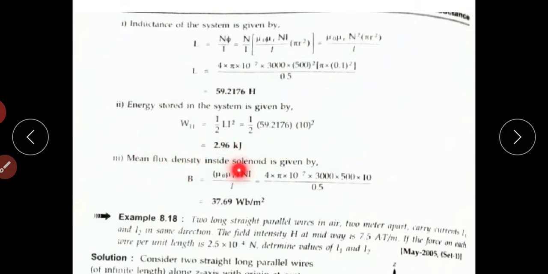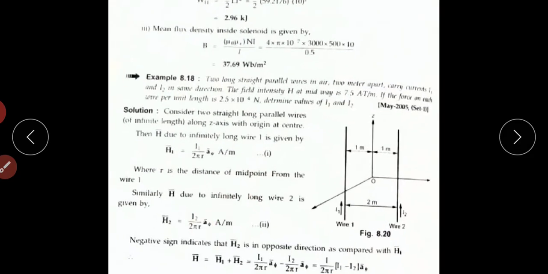So next one, the flux density inside the solenoid. Already we derived the expression B equals mu naught into mu R, Ni by L, so by using this formula we can find the flux density. B equals mu naught into mu R, Ni by L. Mu naught equals 4 pi into 10 to the power of minus 7, mu R equals 3000, N equals 500, I equals 10, divided by 0.5. So finally, the flux density equals 37.69 Webers per meter square.